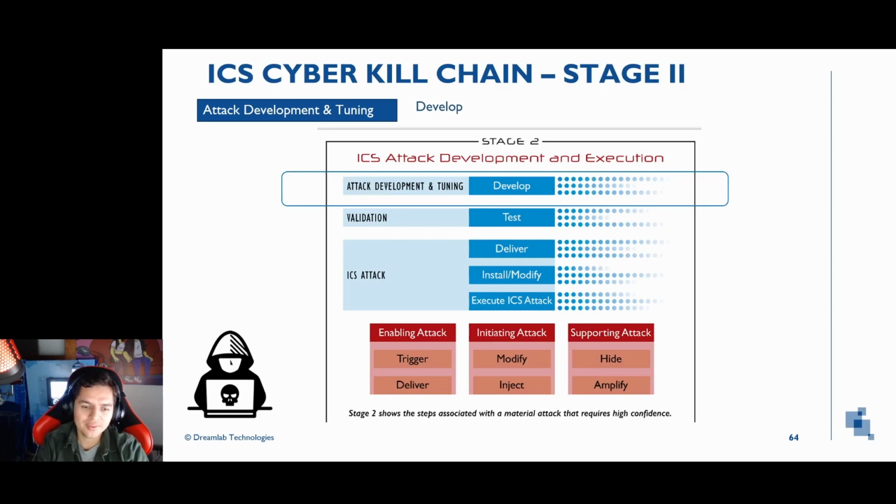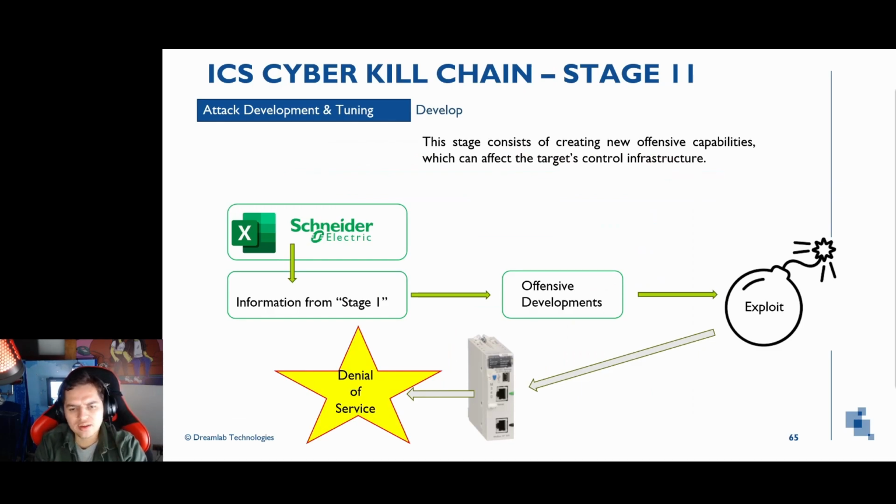Thank you, Javier. We continue with the ICS Kill Chain, but in its second stage, more precisely in the development phase. In this phase, the attacking group tries to create new offensive abilities using the information from the previous stage. This is possible because the attackers have discovered an Excel document with a list of devices. In this case, we can see a Schneider Electric PLC using the Modbus protocol.